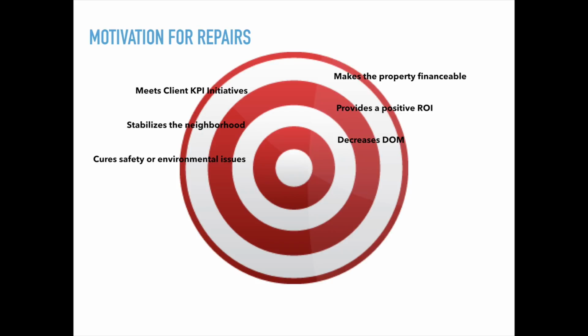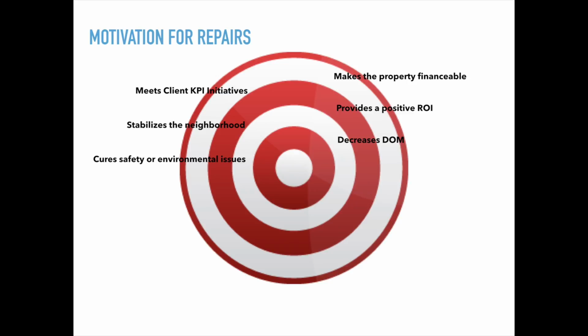Number one, does it meet the client KPI incentives? A lot of REO clients right now, a lot of the banks, are expecting a certain percentage of their portfolio to have repairs of some kind. They don't have to be the $10,000 repairs, but they're expecting a percentage of their homes to have carpet, new paint, something like that. I know that some of them want 50% of their portfolio to have $1,500 or more in repairs.